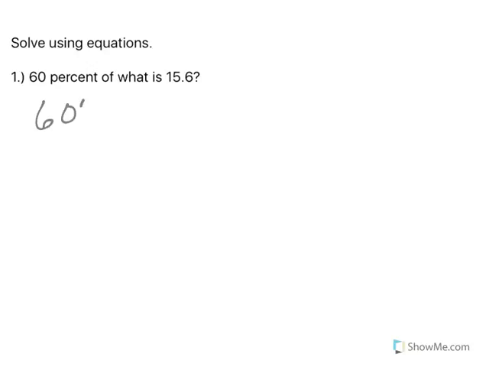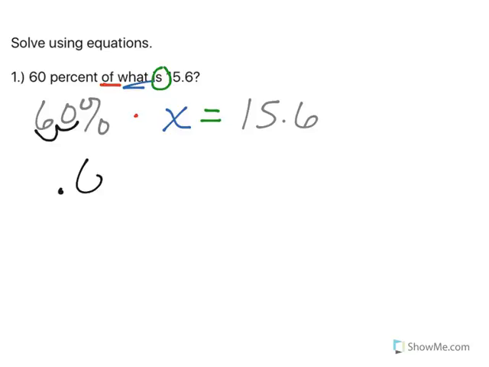60% of means to multiply. I'm going to use the dot for multiplication. Of what? I don't know. We'll call that x. Is means equals, and then I have 15.6. Now, the part about equations is that you can't play with percentages. You have to change them to decimals. So this is 0.6 times x equals 15.6.